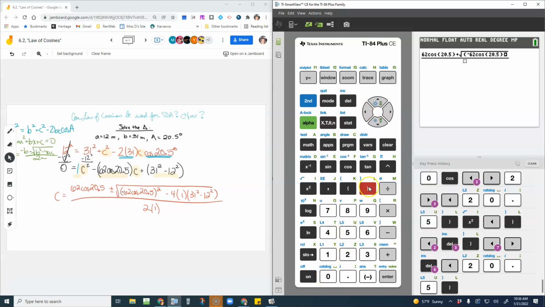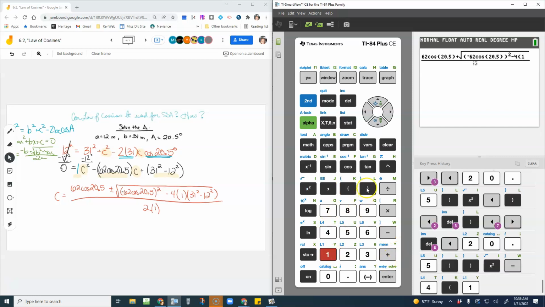20.5. There we go. Squared. Minus 4ac. I mean, I can put it all in. It's times 1, but... Why is it? I thought A equals 12 though. And that's the dilemma, right? Because A, B, and C of a quadratic formula is different than A, B, C of a triangle.